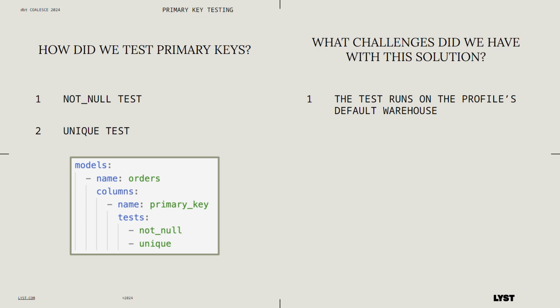For those that aren't aware, your tests in your schema YAML file run on your profile's default warehouse, which would often, for us, be a small or a medium, often 3 to 4 times smaller than the warehouse that the model was running on.